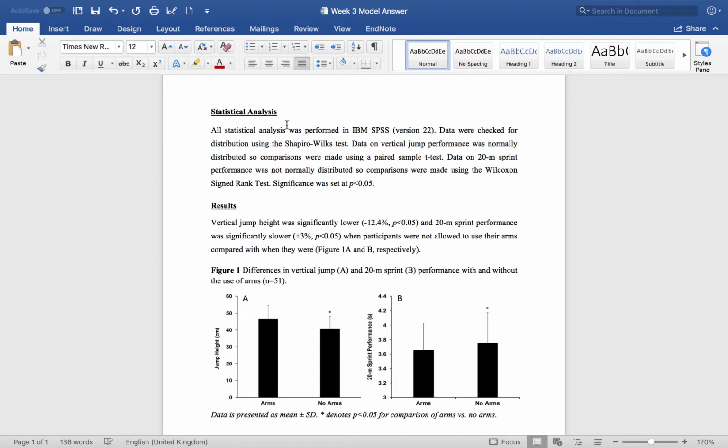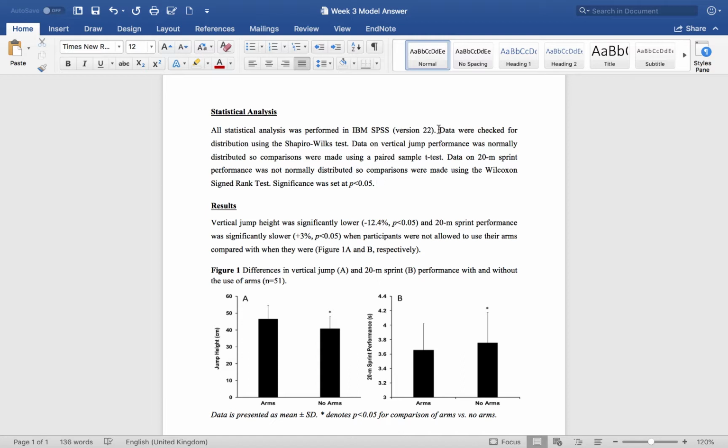Now with the statistical analysis section, the first thing you have to do is say where you performed the analysis. What software did you use? So all statistical analysis was performed in IBM SPSS, and in this case we're using version 22. And then you literally just walk your reader through the process that you went through in order to decide what particular test to apply, and then which test you actually did apply, and what your threshold was for accepting whether there was a real difference or no difference.